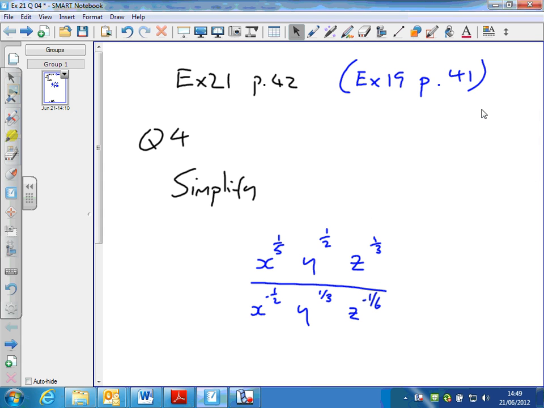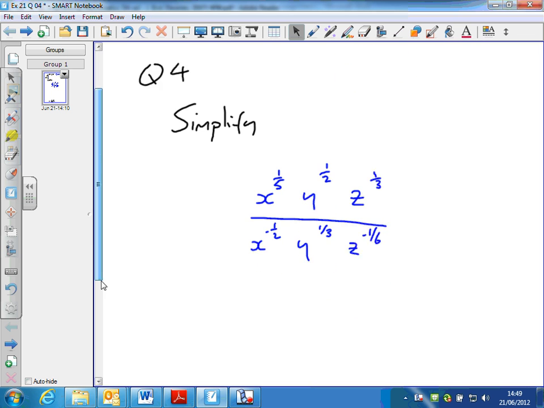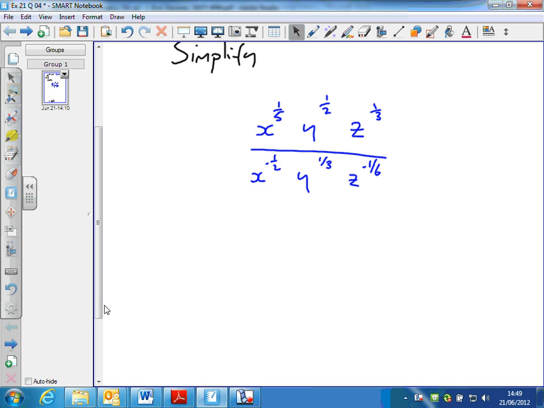Exercise 21, page 42, question number 4. Simplify this expression using the laws of indices. Well, the relevant law of indices here is this one, which says that a to the x divided by a to the y, where in other words, where the base is the same, we actually subtract the powers. And that's what we've got to do here.